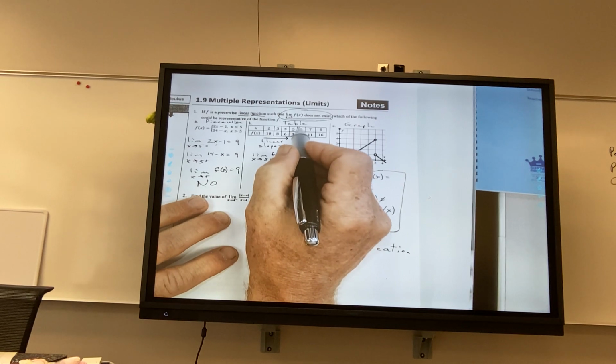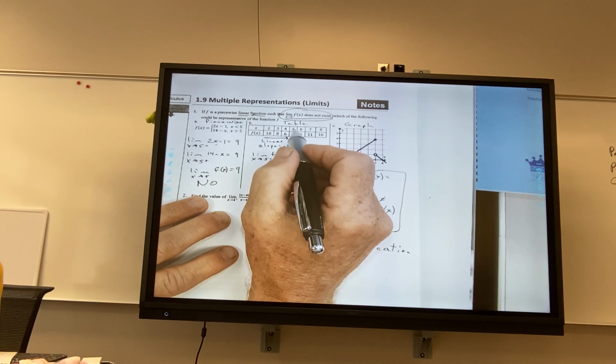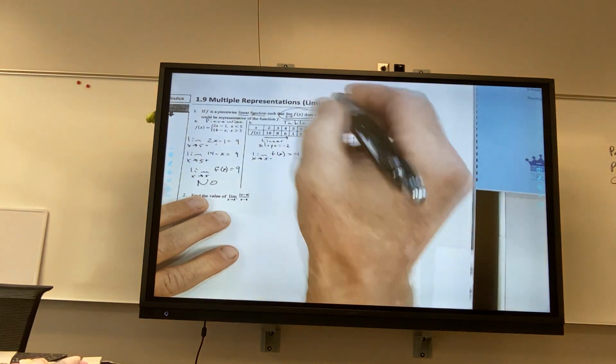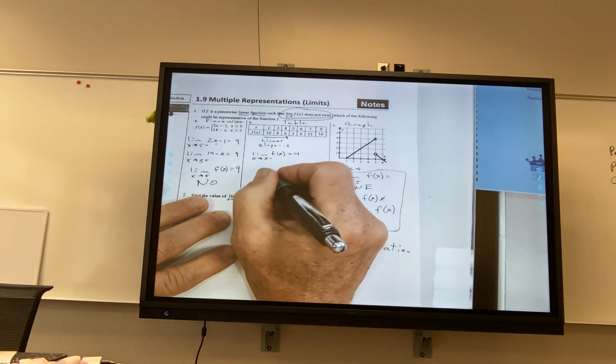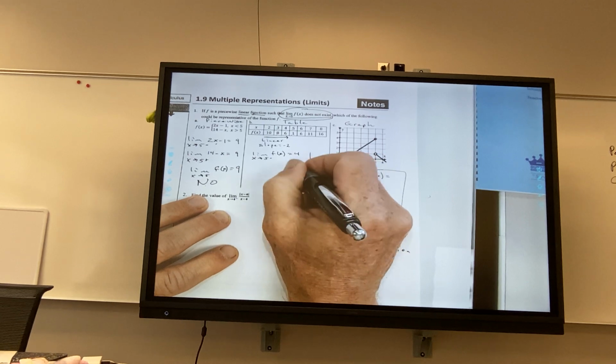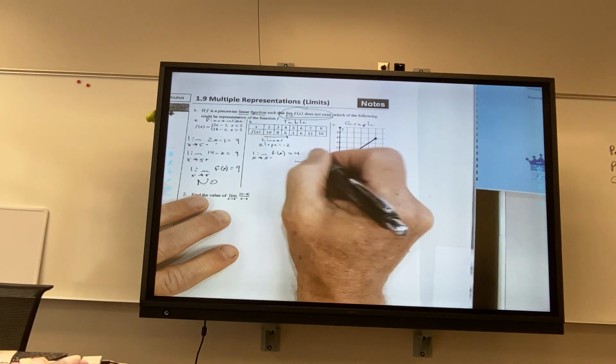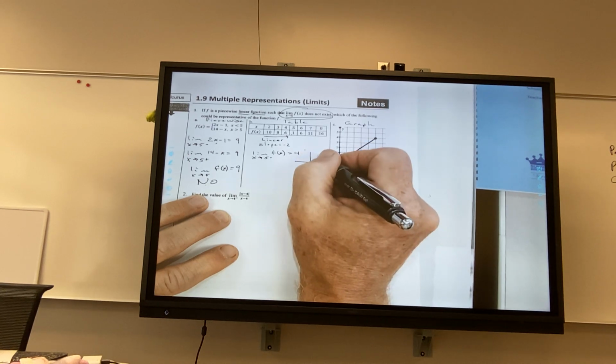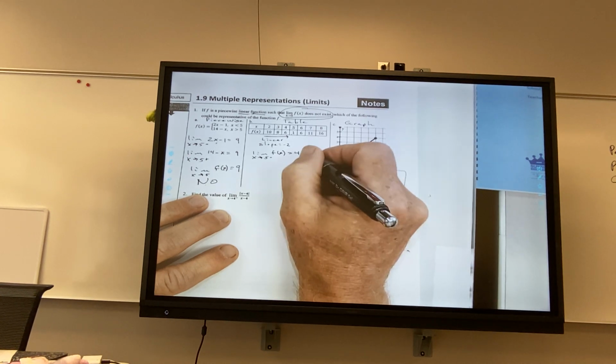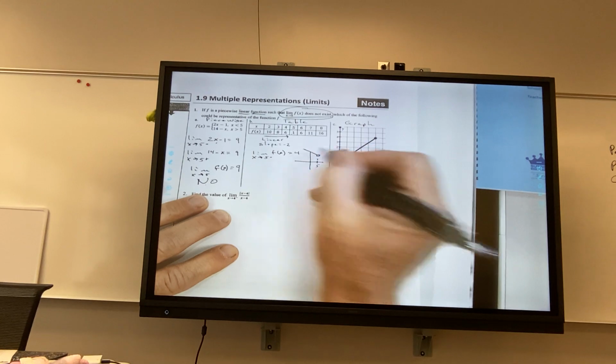Well, this could be an open circle, correct? With a dot at 5, 1, right? Everybody see that? So if I were to draw that graph right here, here's 5, here's 1, it's dropping. I have an open circle at 4 like this, correct?